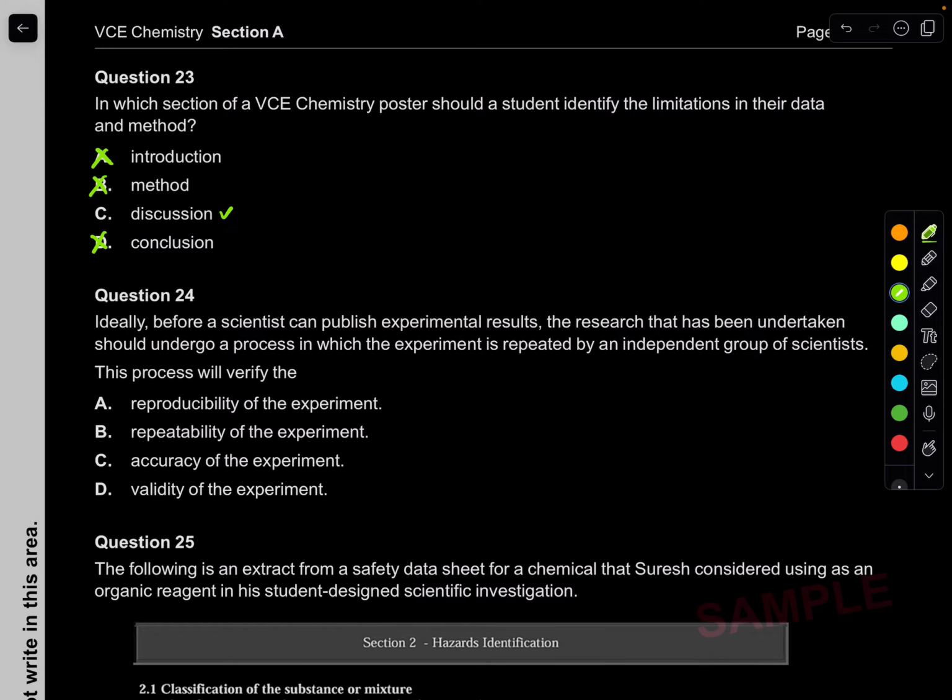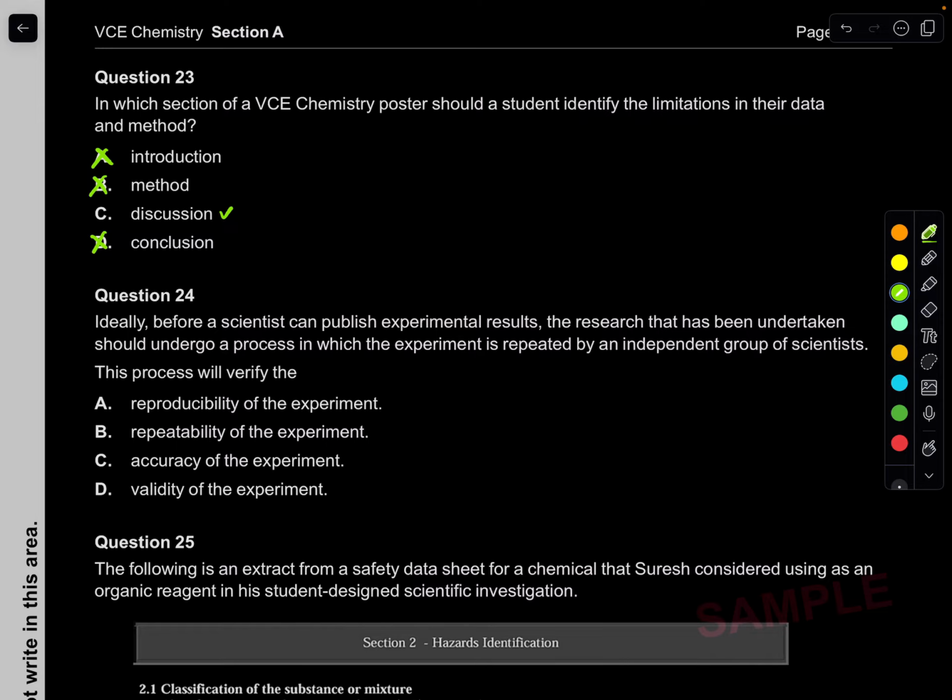Ideally, before scientists can publish experimental results, the research that has been undertaken should undergo a process in which the experiment is repeated by an independent group of scientists. This process would verify its reproducibility of the experiment. Yeah, reproducibility. Are the results that you got reproducible? Let's say you did the experiment and you got certain results, and now I'm going to do them in my lab. If I get the same results as you, these results are called reproducible. Other scientists can do your experiment and hence get reproducible results. So yeah, absolutely. So that works.